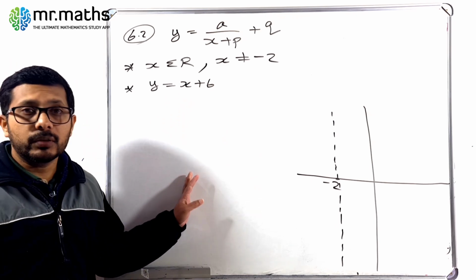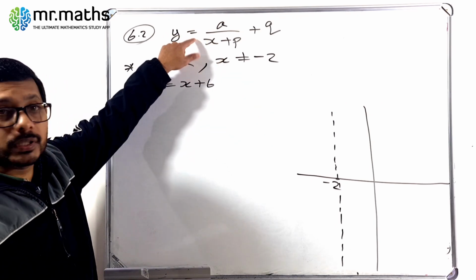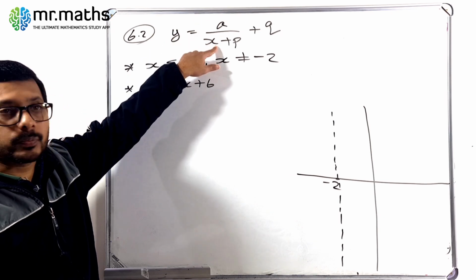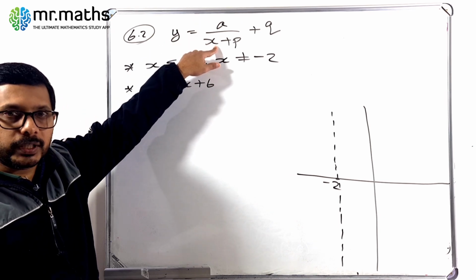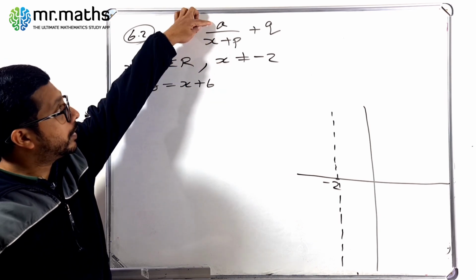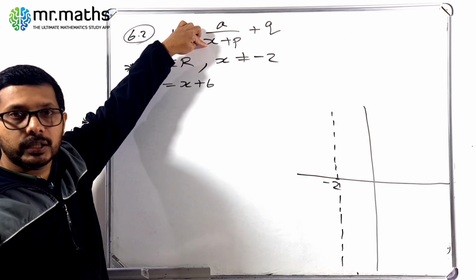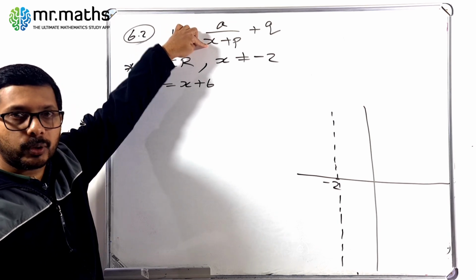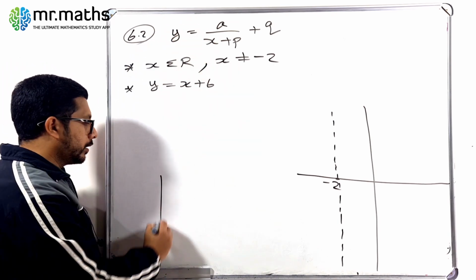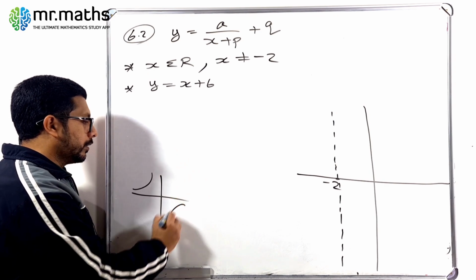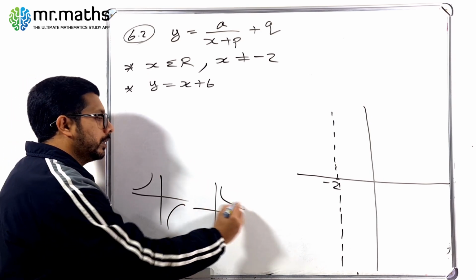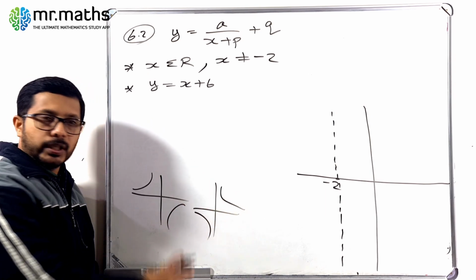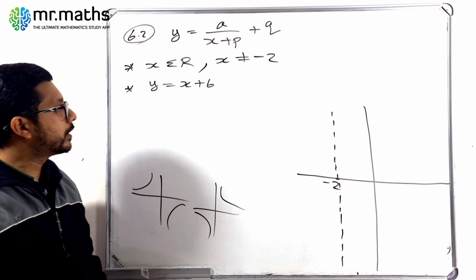Before that one, what type of graph is this? A divided by x plus b is a hyperbolic graph. Don't forget that. When you see the structure where the variable is the denominator, that means it's a hyperbolic function. Either the shape is like this, or it is like this. Any one of these shapes. Now let's see what the shape is.